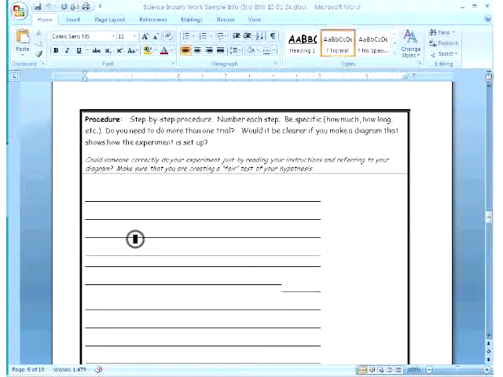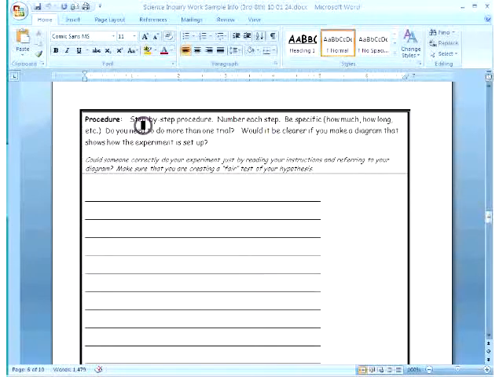And then the next part is the procedure. So this is the step-by-step procedure where you're going to number each step. Say, first I'm going to do this, then I'm going to do this, then I'm going to do this. So you're numbering and you're being specific. You're saying how much, how long, etc.